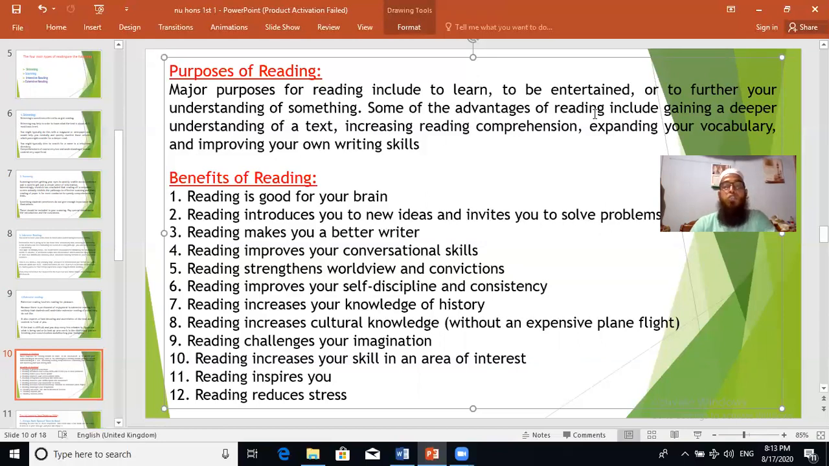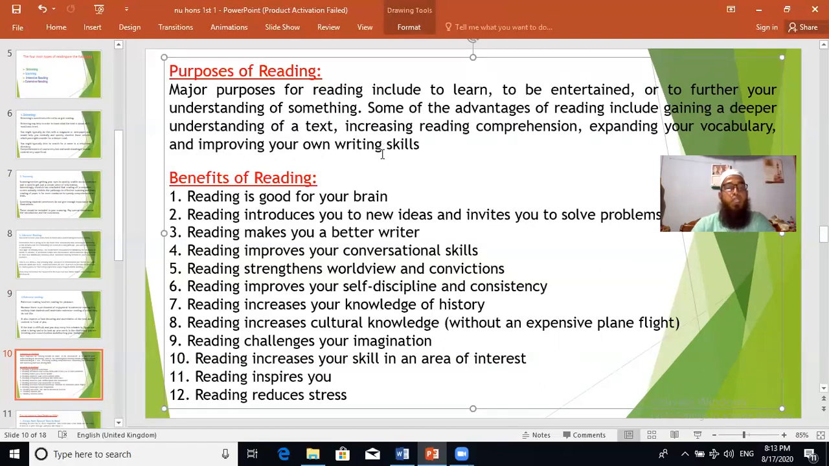Some of the advantages of reading include gaining a deeper understanding of a text, increasing reading comprehension, expanding your vocabulary, and improving your own writing skills. So you see, reading also improves our writing skills because through reading we learn, we enrich our vocabulary, and we enrich our knowledge about sentence structure, which helps us to improve our writing also.